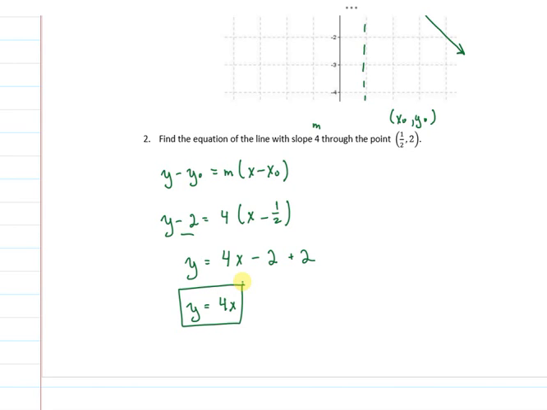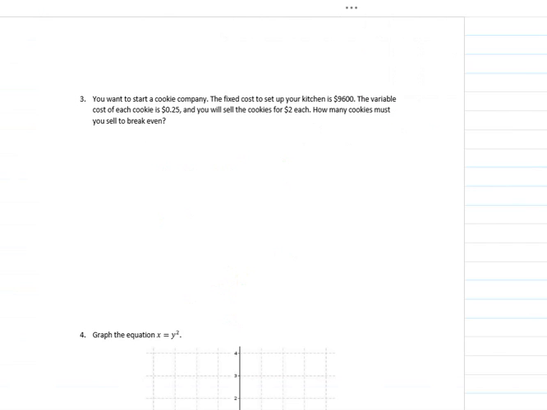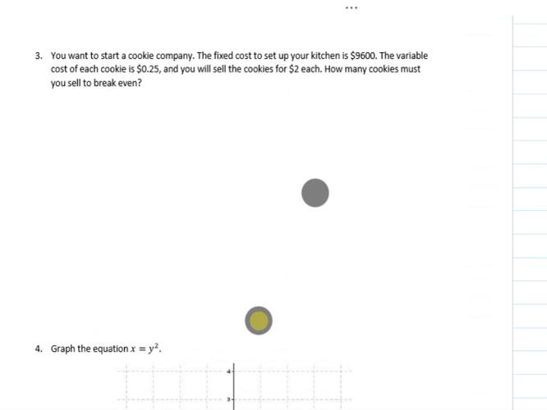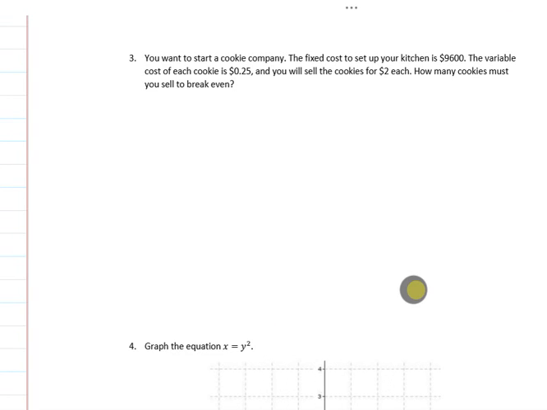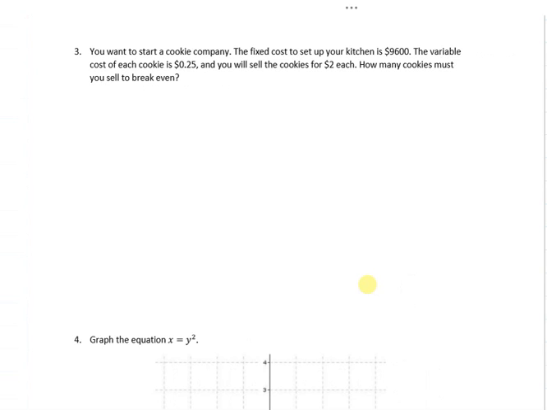Moving on to page 2. Cookie Company. Fixed cost is $9,600. The variable cost is 25 cents a cookie, and the cookies sell for $2. So my cost for x cookies can be given by this formula. It's $9,600, that's the fixed cost, plus 0.25x. And my revenue, if I sell x cookies, is 2x.